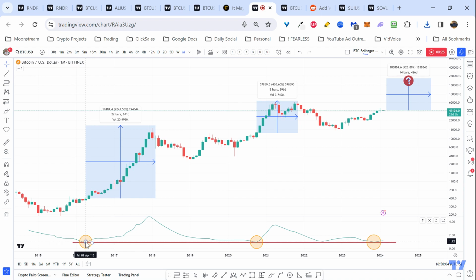And sure enough, it does appear when it gets down to around 1 on the Bollinger Bandwidth that tends to be a bottom when it comes barreling out of there into the bull run. So we'll certainly keep an eye on that. Thought I'd mention it and just drew some boxes here.